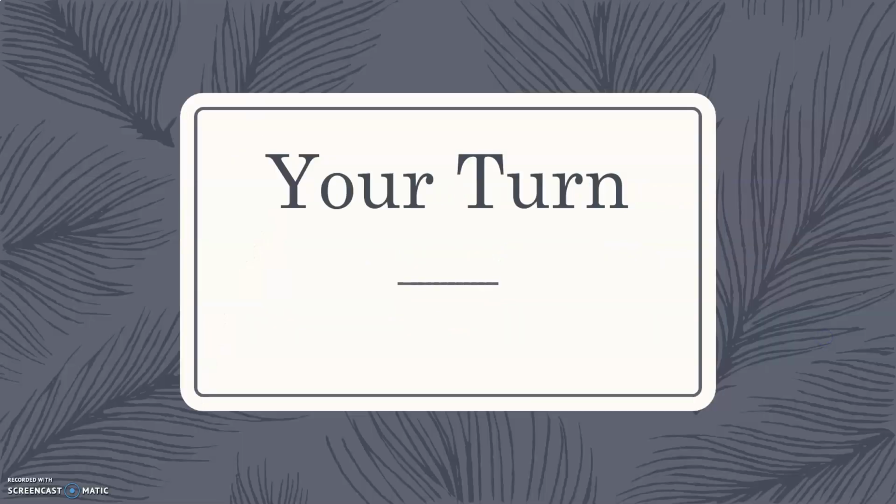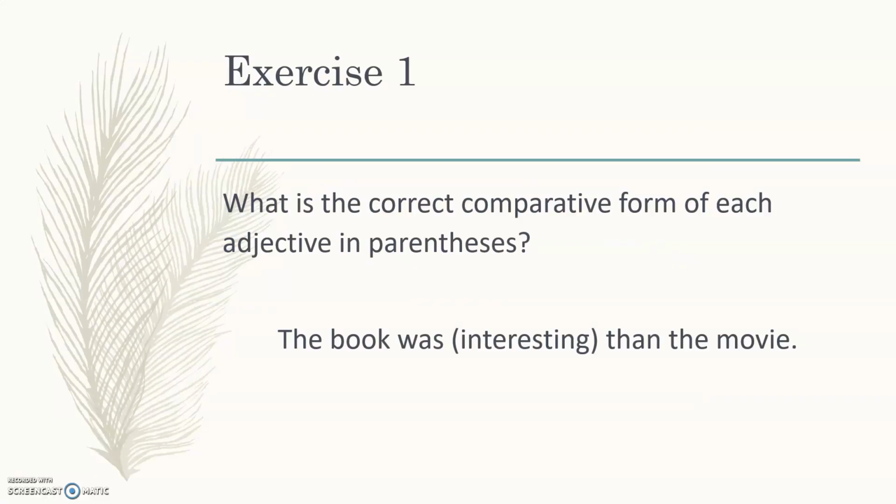So now it's your turn, guys. Let's practice. What is the correct comparative form of each adjective in the parentheses? So the parentheses are basically the words in the brackets. So look at the sentence. The book was, the word interesting is inside the brackets, and then than the movie. How can we change the form and use the comparative form in this sentence?